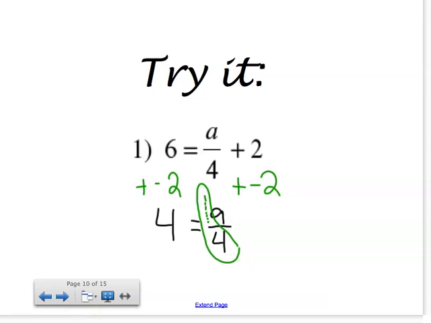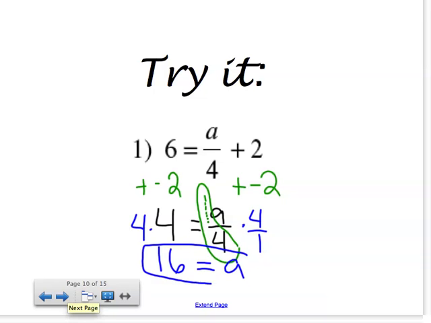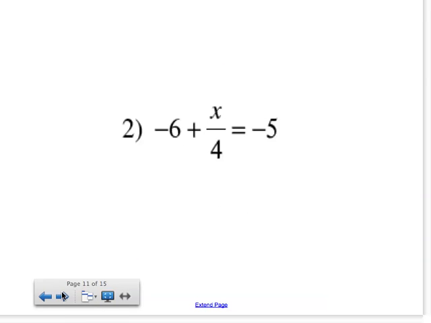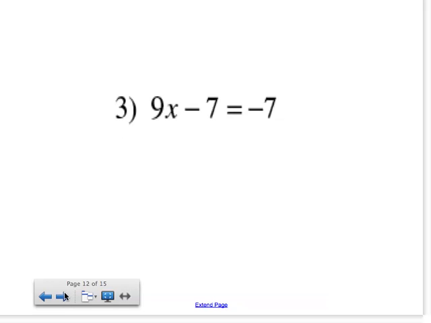So let's multiply by the reciprocal of that, which is 4 over 1, to both sides of the equations. I'm not going to write 4 over 1 on this side because we don't need to. All right, notice again, inverse property of addition happening and the equality property. 4 times 4 is 16. So we're left with A is equal to 16. All right, this one's pretty similar. Let's move on to this one.